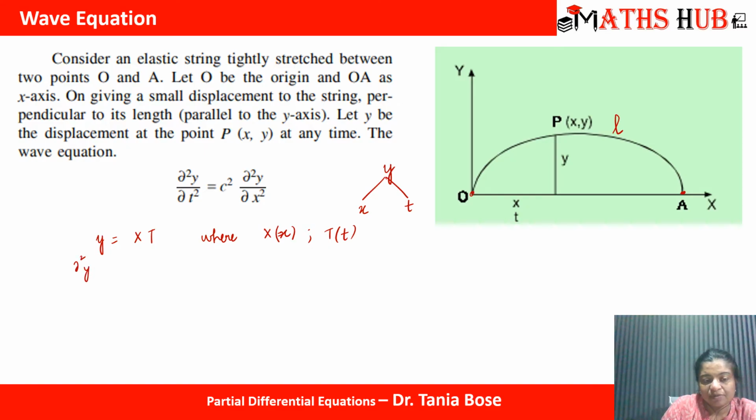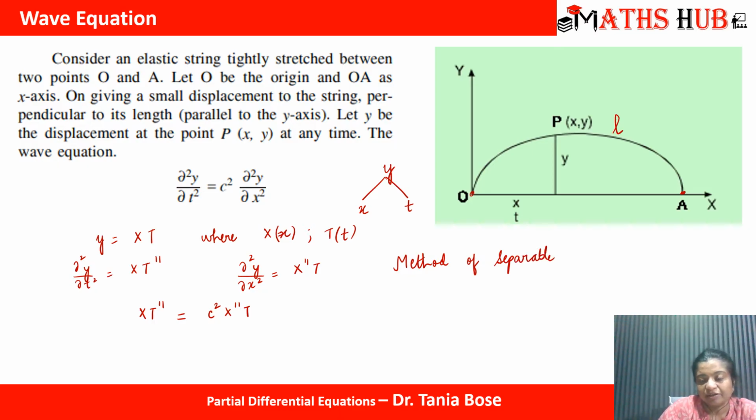So according to the problem, del square y by del t square will become X T double dash, and del square y by del x square will become X double dash T. So now let us substitute these values in the given equation. So we get X T double dash is equal to c square X double dash T. And as the method suggests, the method of separation of variables, we will separate the variables on both sides, right? So now we will separate X double dash and X on one side, and we can separate 1 by c square T double dash by T, right?